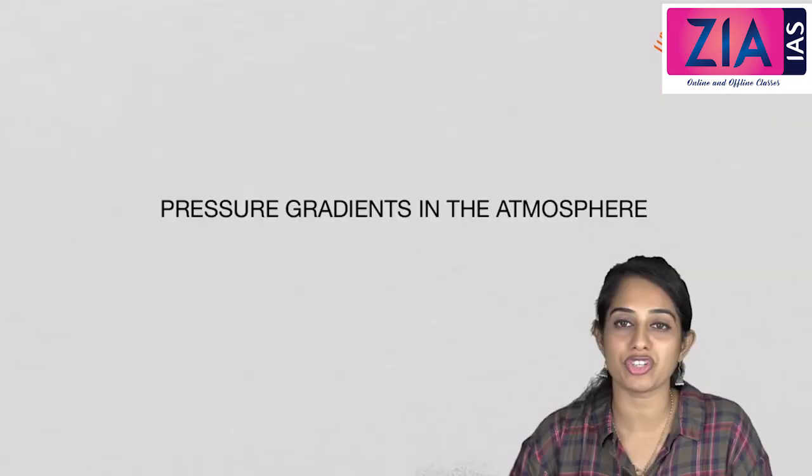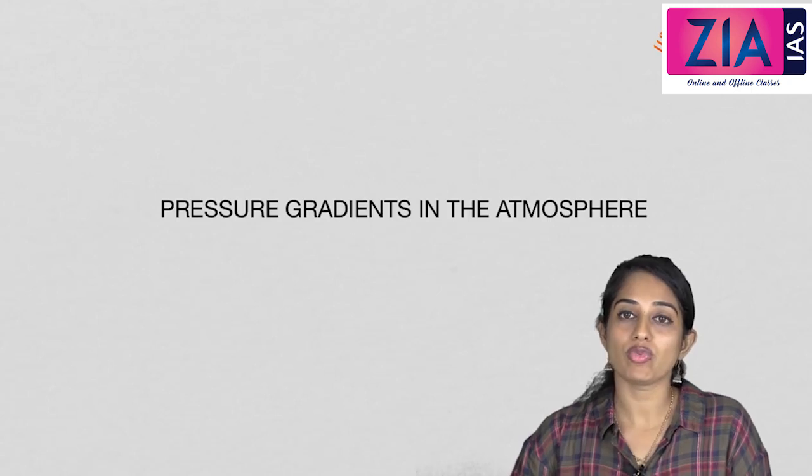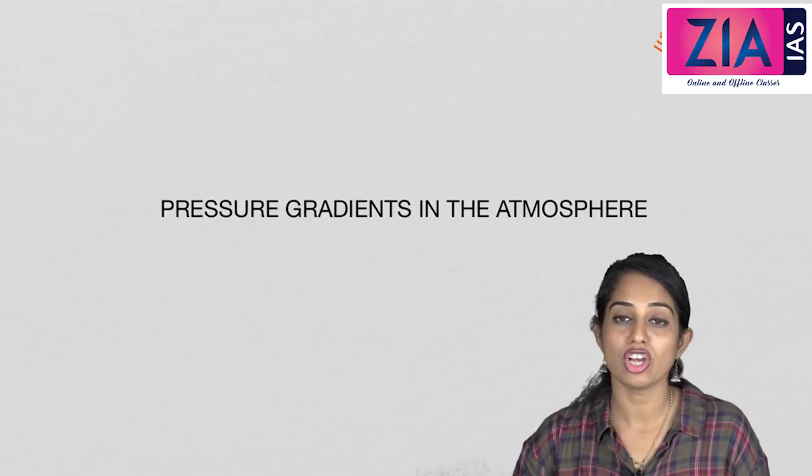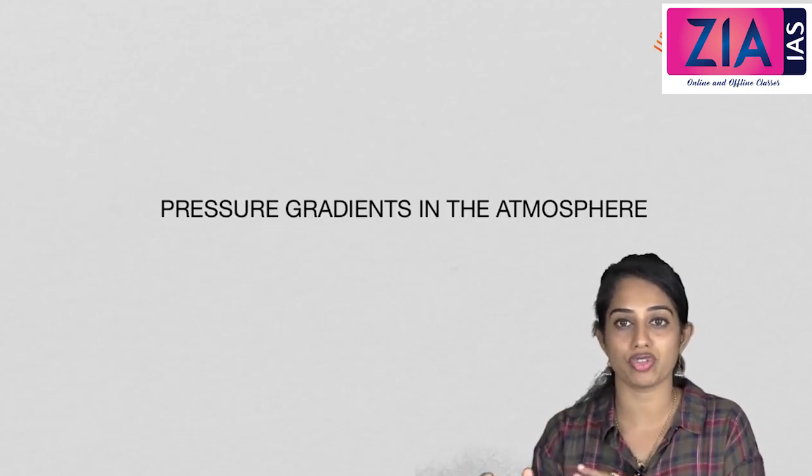We'll continue with our geography series, and today we are talking about pressure gradients in the atmosphere. So what is pressure gradient? Pressure gradient means how a balance of pressure happens in the Earth's atmosphere between high pressure and low pressure.